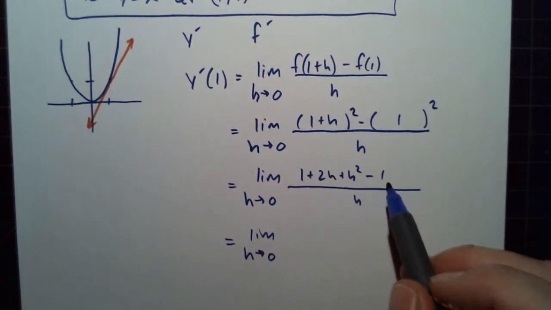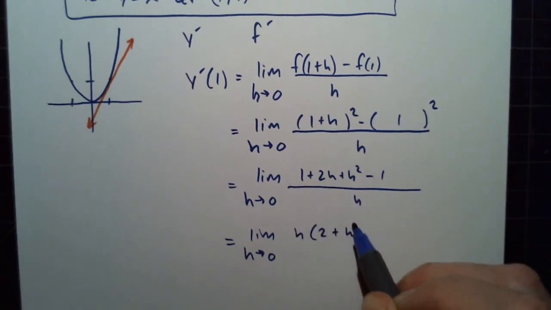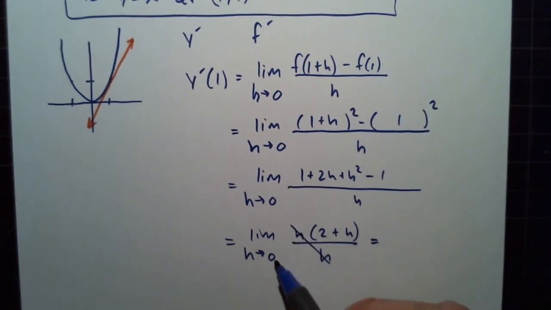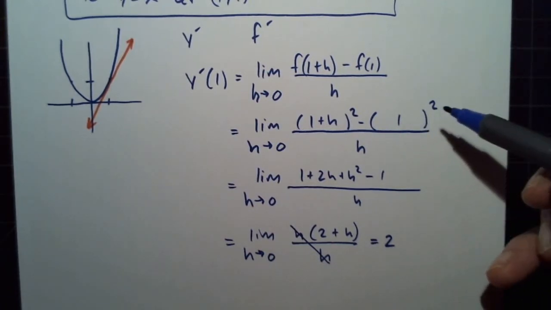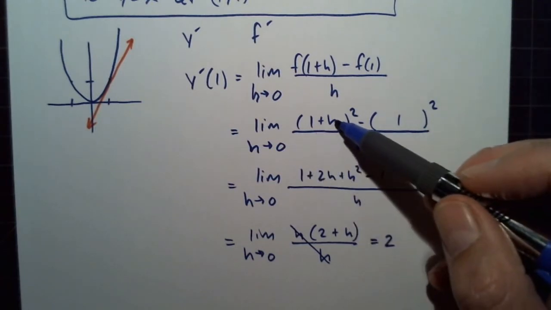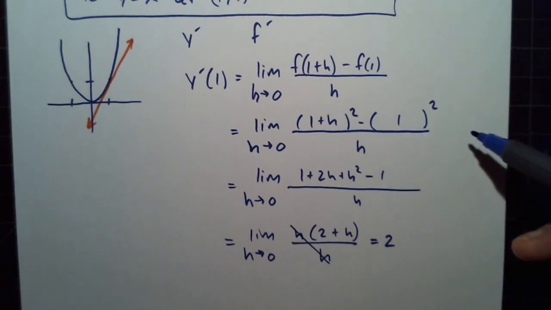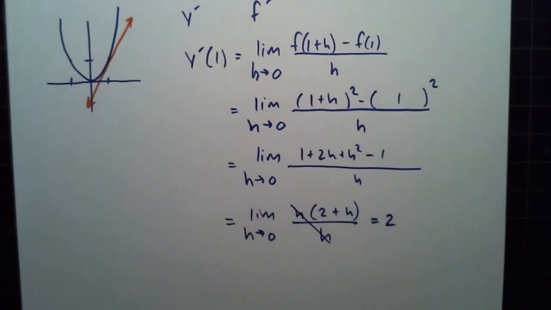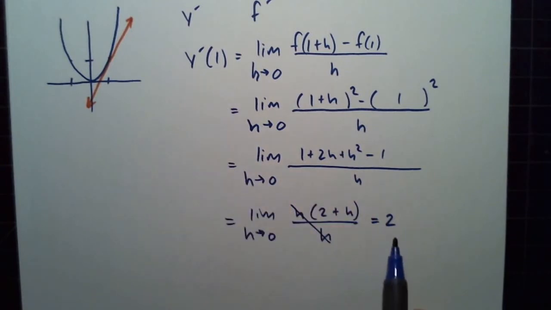So 1 minus 1 is 0, and let's factor an h out of that. Cancel that. As h goes to 0, we get a 2. Also remember that we would normally, or we always, substitute first. If you put a 0 there and a 0 there, you get 1 minus 1 over 0, which is indeterminate, and then we have to continue with factoring and rewriting. So we see that the slope of the function at 1 is 2.